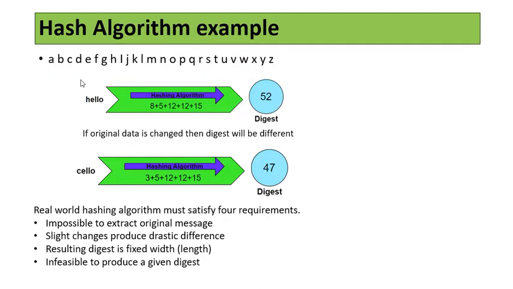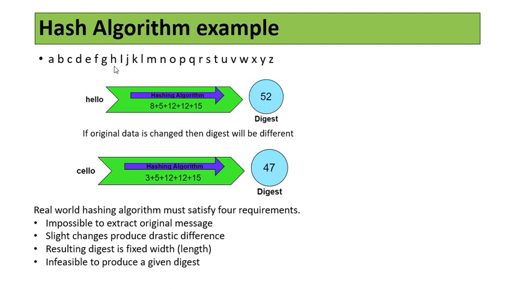If you look at this particular image, a hash algorithm example, I have A, B, C, D till Z. So basically we know there are 26 characters. Suppose I have passed the string hello as an input value, and it passes through this particular hashing algorithm, and the digest value comes out as 52. Now we will see how this value 52 is calculated.